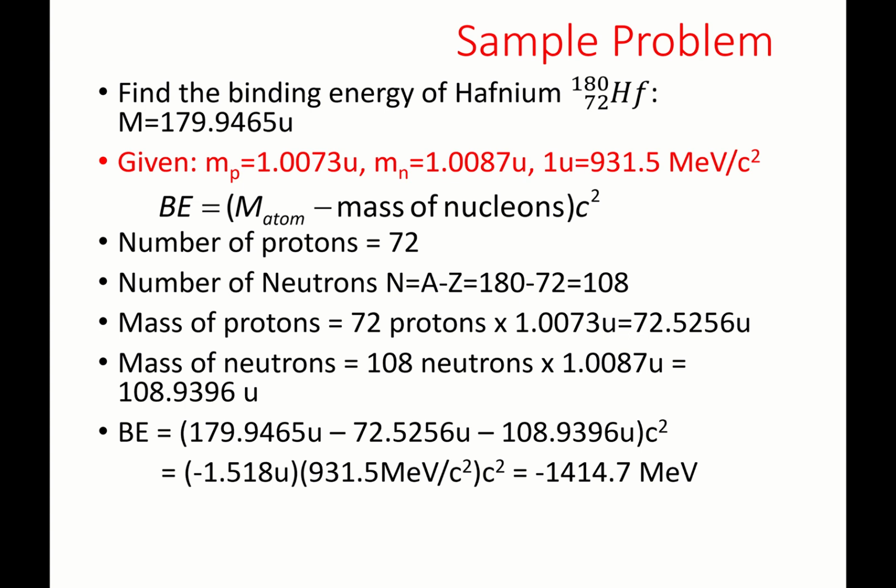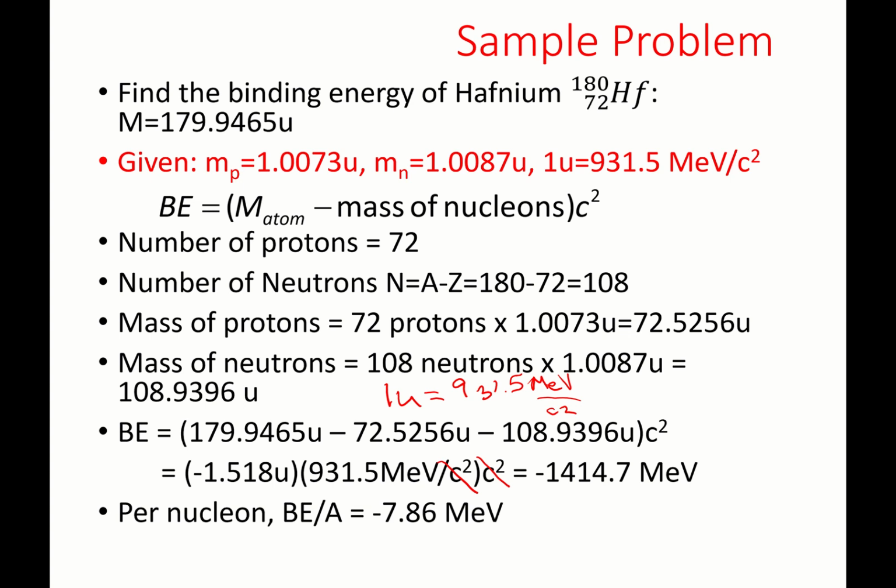And now we have to do E equals mc squared. So what we're going to do is put in this conversion factor in between, that 1 U is equal to 931.5 MeV per c squared. So when I take that MeV per c squared and multiply by c squared, the c squared in the denominator and the c squared in the numerator cancel out. So I never actually have to multiply by the number for c. So I just get the mass difference in U, multiply by 931.5, and I get minus 1414.7 mega electron volts. So that's about 1.4 billion electron volts. So that's a fair amount of energy that's holding the nucleus together.